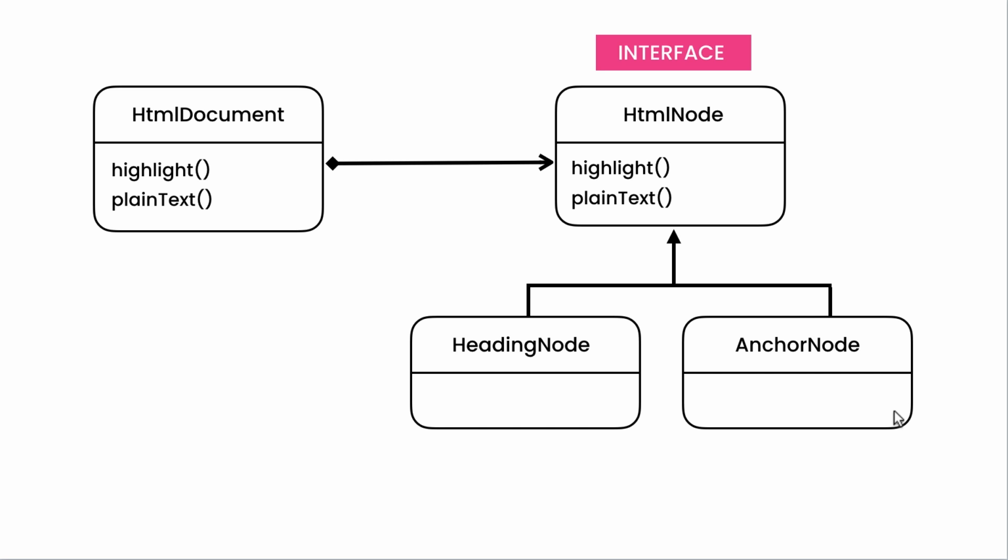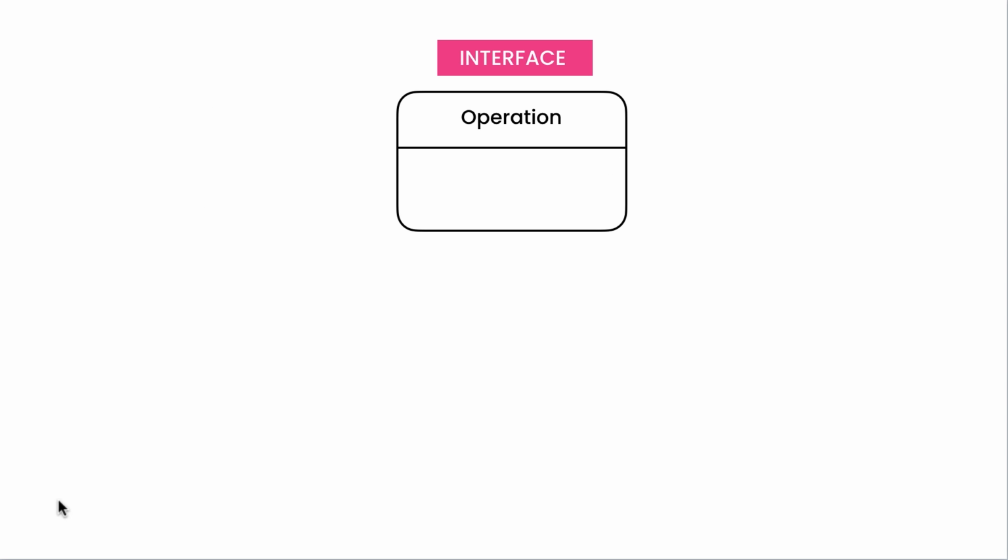To solve these problems, we need to represent each operation using an interface. So we can introduce a new interface called operation with two methods. Apply, that takes a heading object, and apply, that takes an anchor object. This is what we call method overloading. That means a method can have the same name, but it can have different signatures. So it can take different types of parameters. Now, you might be wondering why we need method overloading here. Well, we'll talk about that in a second.